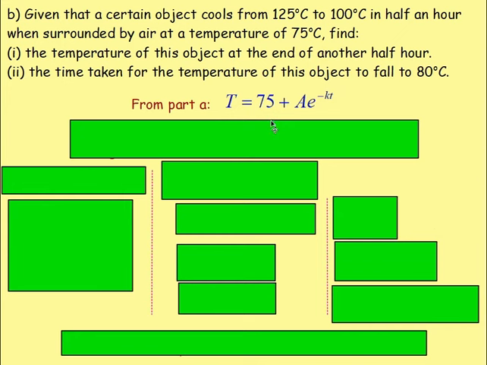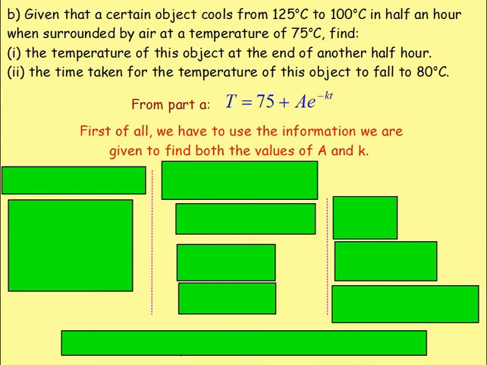We're also told a lot of information here. So what we need to do is take time to read over that information and use it to find both the values of A and k. A and k are just going to be constants. So if we're given this information up here, we can use that to find what these constants would be.